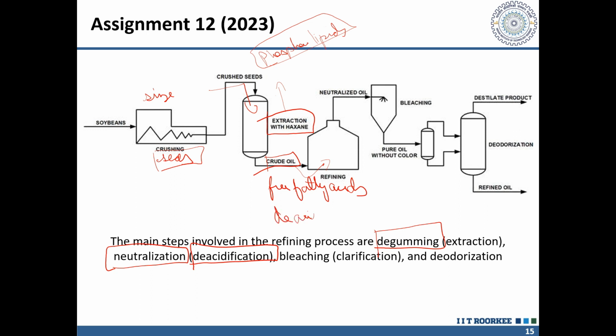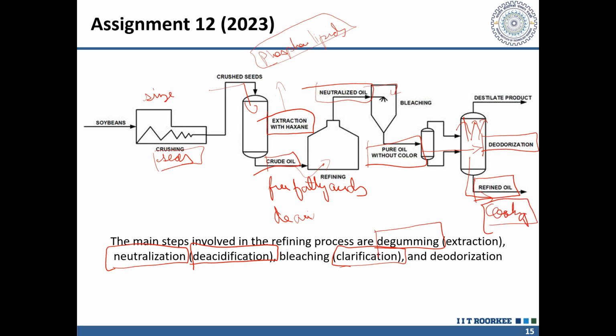Deacidification means we neutralize these free fatty acids, and then after this, the neutralized oil is sent for the bleaching process, and this bleaching is known as clarification. And after this clarification, we get pure oil without any type of color. And finally, sometimes we also send it for deodorization. This deodorization is used for removal of some types of odors in the form of gases. And we can get refined oil, which can be used for cooking purposes.